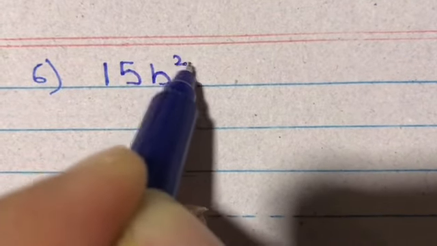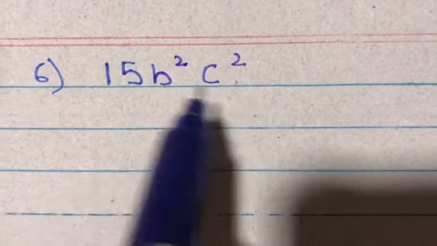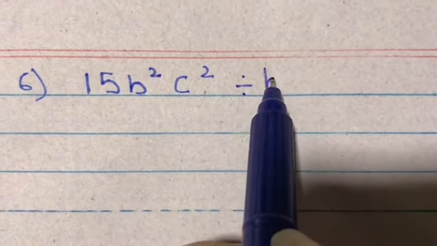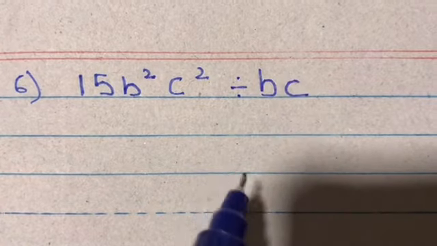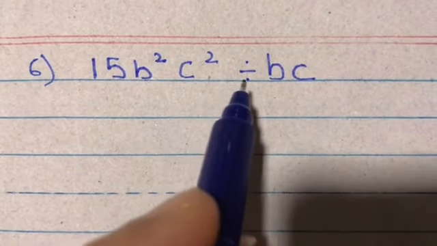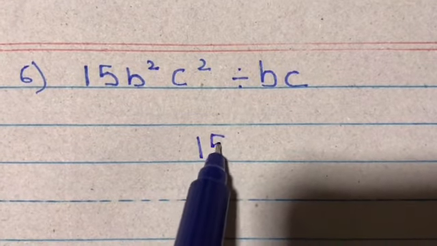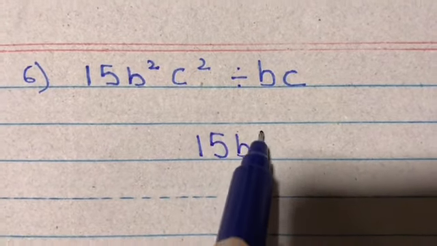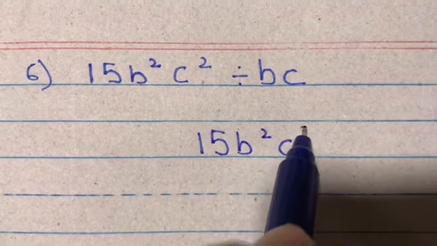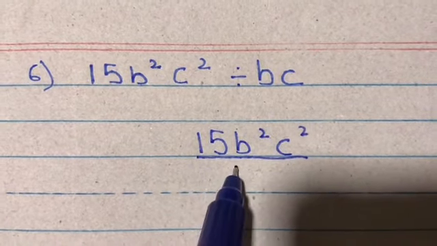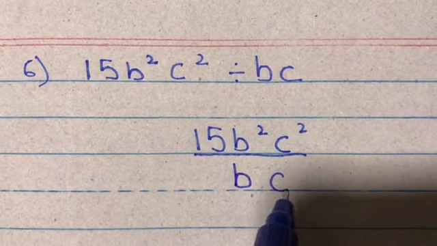15b squared c squared divided by bc. First thing, replace the division sign with the fraction line, right? First thing is this. First number you write on top, divided by bc.